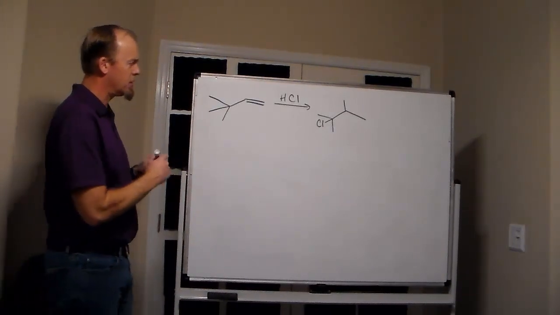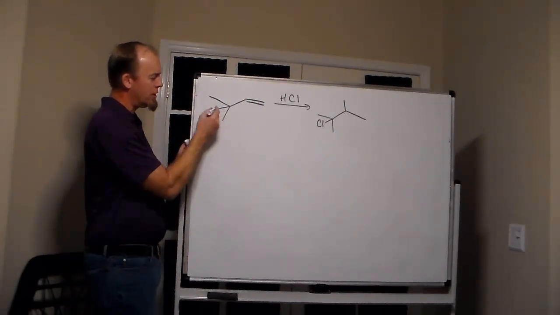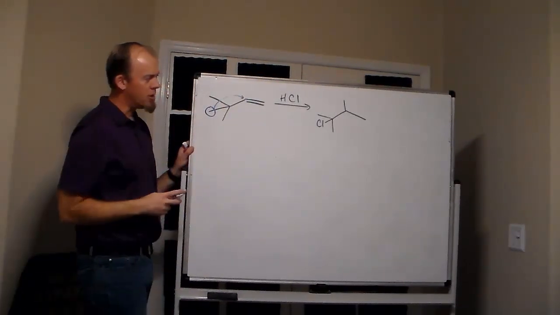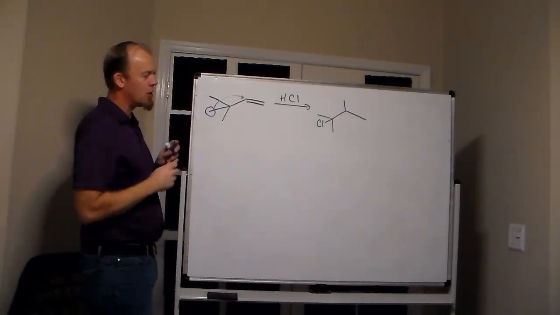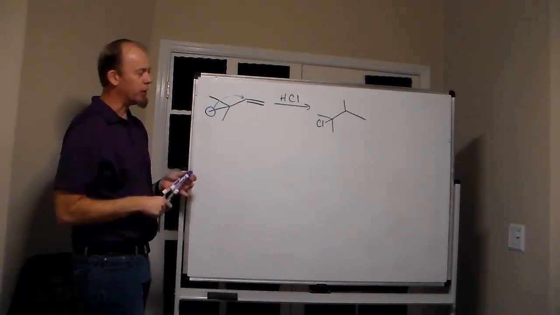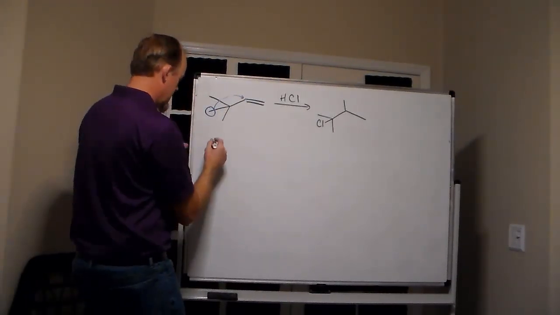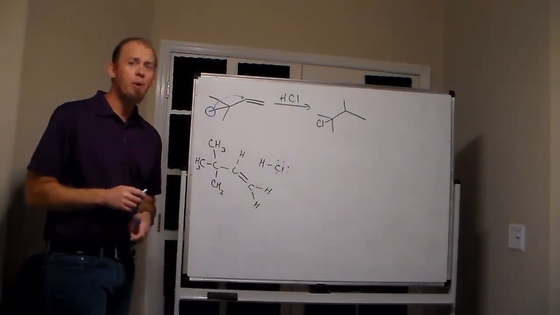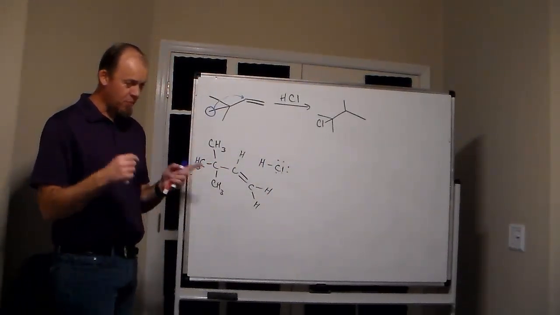What's happened is one of these methyl groups ends up moving over to that position there, opening up this carbon for the chlorine. I'm going to draw the first part of this mechanism to show you how it's the same thing that we just saw.